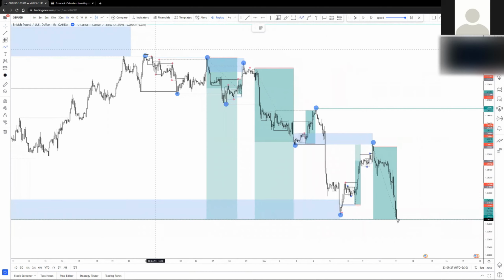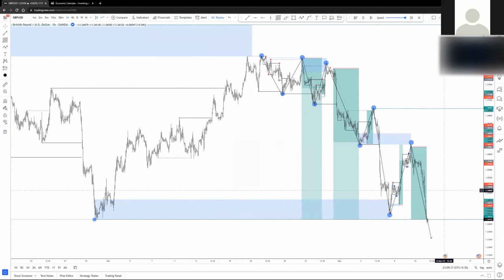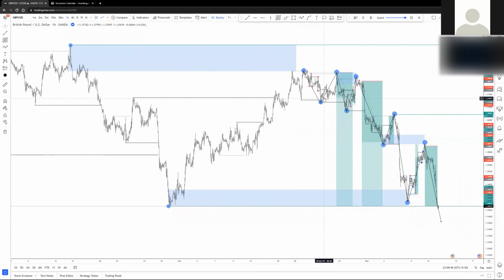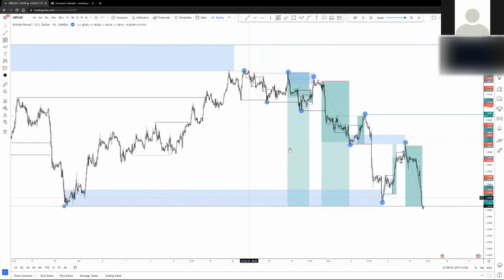Okay, market structure and liquidity. Now look at this pure market structure. Lower highs, lower lows, lower highs, lower lows, lower highs. See that? Easily, it's just dropping. And now this sell is still in profits. I have a 0.5 lot size running from here.